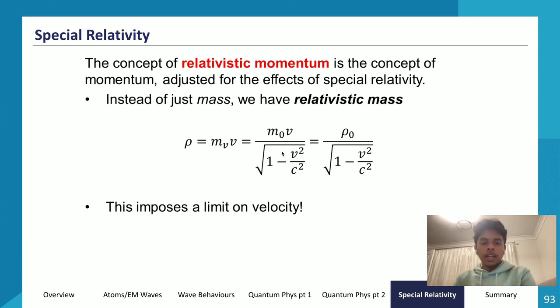So the concept of relativistic momentum is taken from the concept of momentum itself, and it's adjusted for the effects of special relativity. So the concept of relativistic mass is what I think you guys did in the previous syllabus, so it's not relevant right now. So right now we do relativistic momentum. So relativistic momentum is done using this formula. The closer we get to the speed of light, the greater our momentum is going to be.